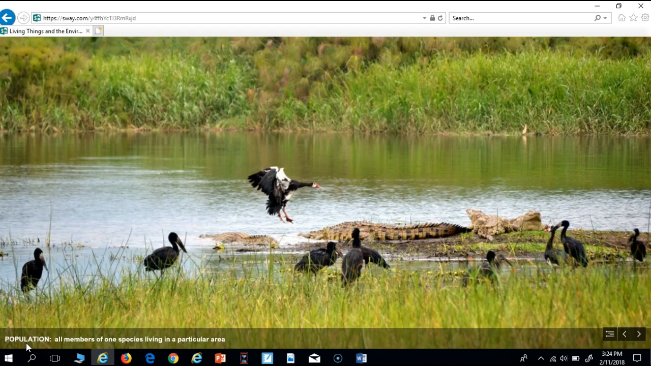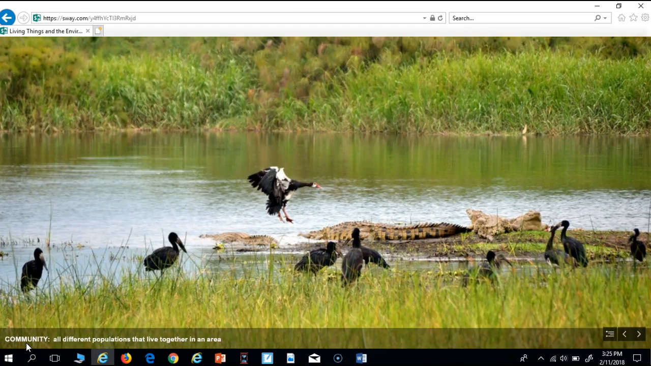And that's just in this picture. There are, I'm sure, more than 9 birds in that population. But you get the idea. It's all members of one species living in an area. So we see multiple populations in this picture.